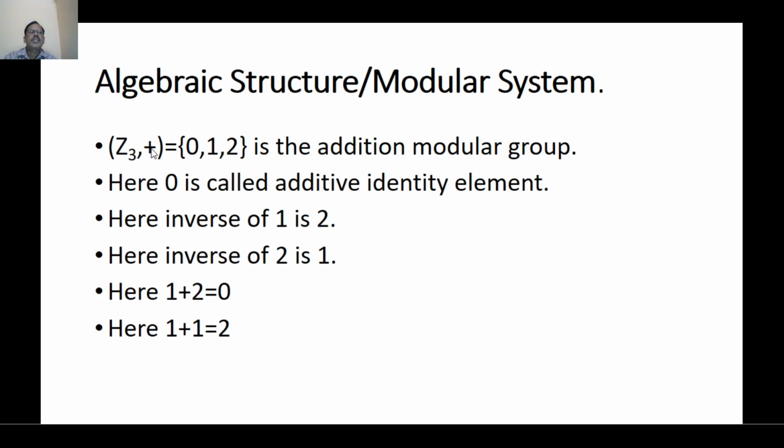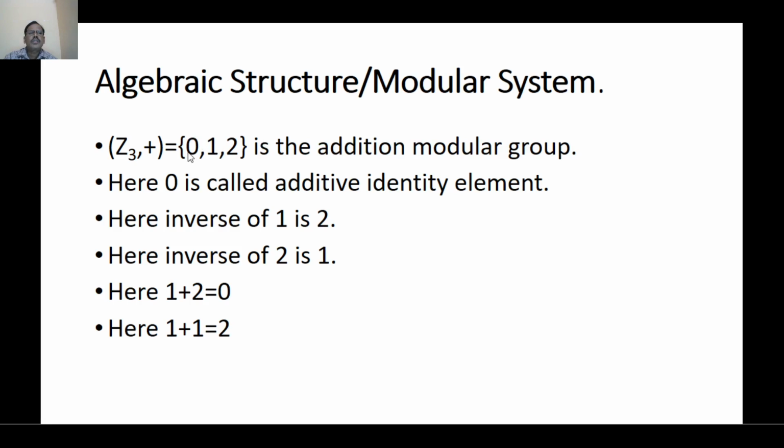Z3 under addition modulo 3 is an abelian group under addition modulo 3. So this is an addition modular group. Here it contains only 3 elements. We observe that Z2 contains 0, 1, Z3 contains 0, 1, 2, Z4 contains 0, 1, 2, 3, Z5 contains 0, 1, 2, 3, 4, etc. So Z3 contains 0, 1, 2.